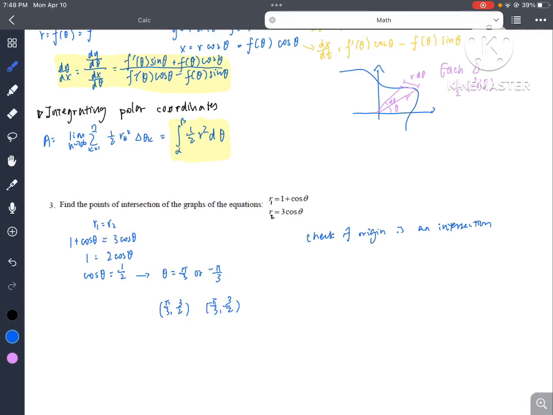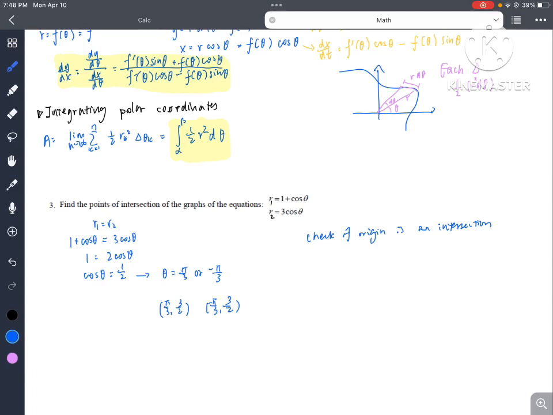Okay, so now we try to determine what are the values of theta where cosine of theta is equal to 1 over 2. And then we find the values pi over 3 and negative pi over 3. So we just plug these values back into the original expression. And then we find out that there are these two points of intersection.